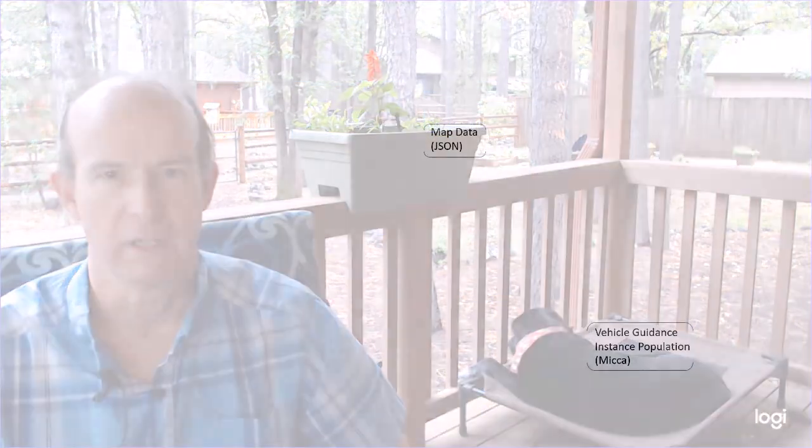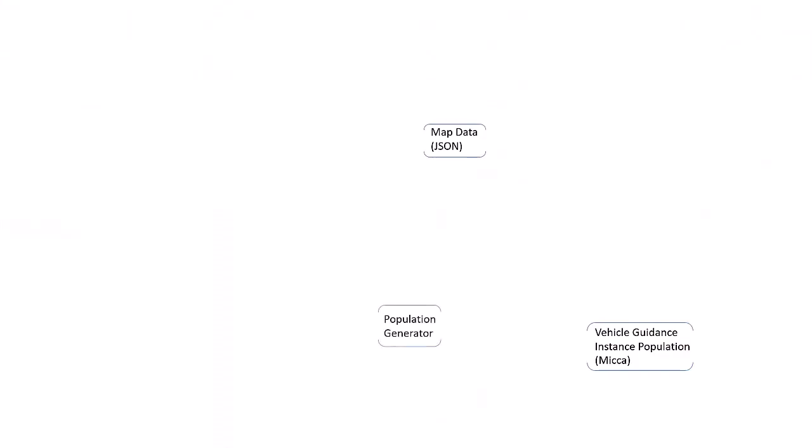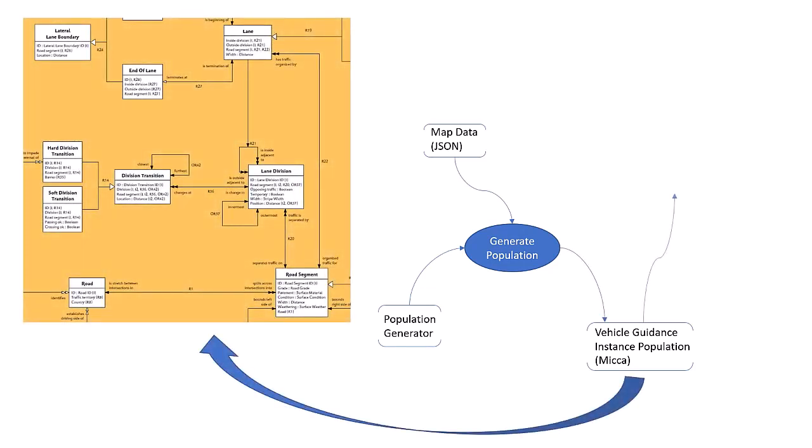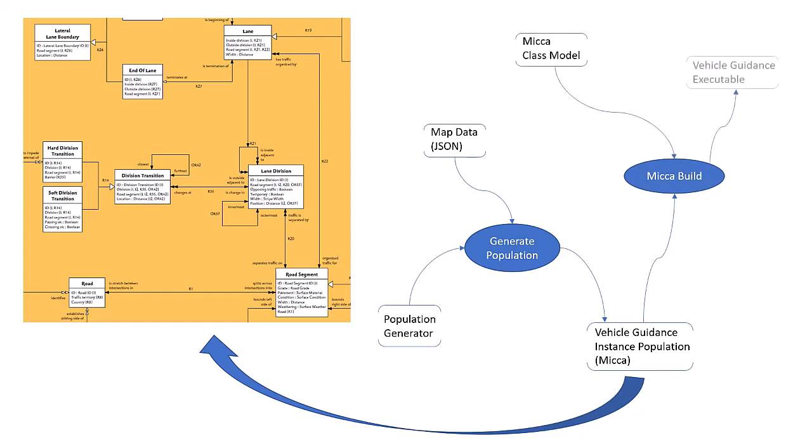Mapping data associated with the vehicle log is supplied as a collection of JSON messages. So we built a population generator that ingests JSON messages of this mapping data, populates a model of that mapping format, transforms those instances of mapping data into instances of the road subsystem in the vehicle guidance domain, and then emits the resulting population as Mika. So, JSON in one domain to Mika in another.